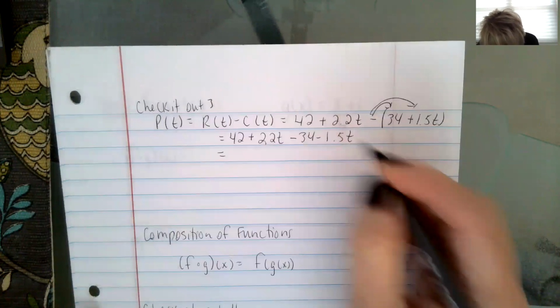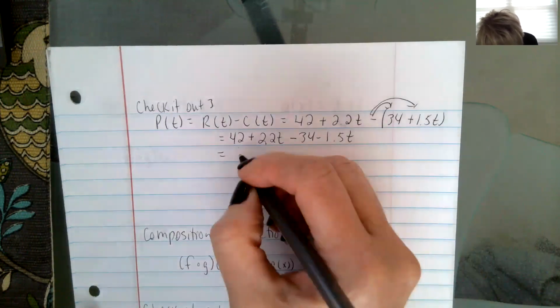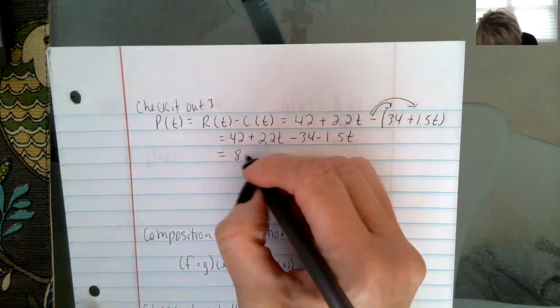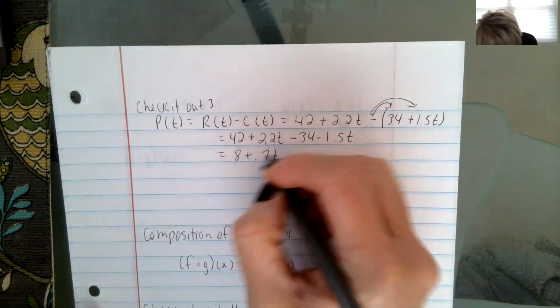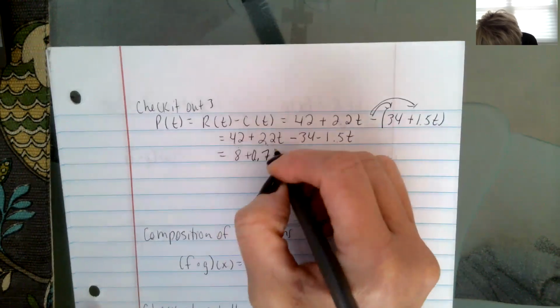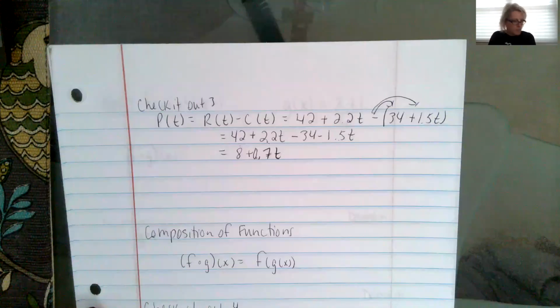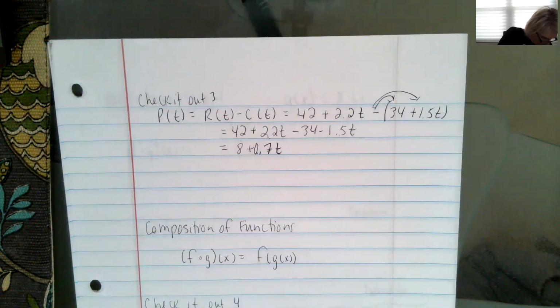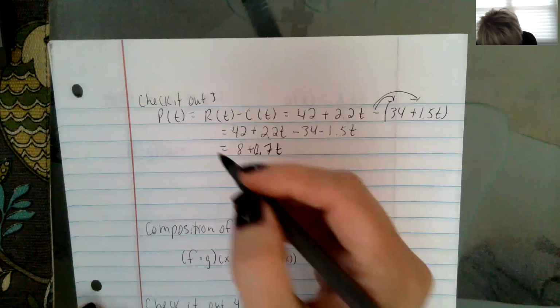So we're going to go ahead and combine like terms. So 42 minus 34 is 8. And then 2.2 minus 1.5 is 0.7T. And so this is the profit function.